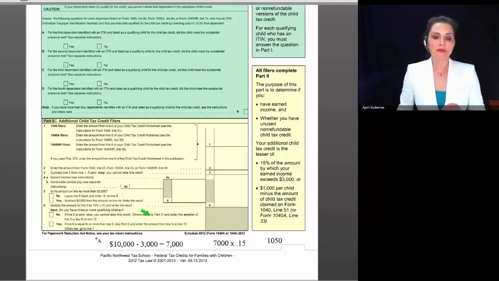But one of the things that could potentially expire is this lower number of $3,000. And if in a future year that $3,000 lower amount is taken away and it returns to $10,000 indexed for inflation, you would see a lot of people who've been receiving additional child tax credit suddenly not qualifying for it anymore.